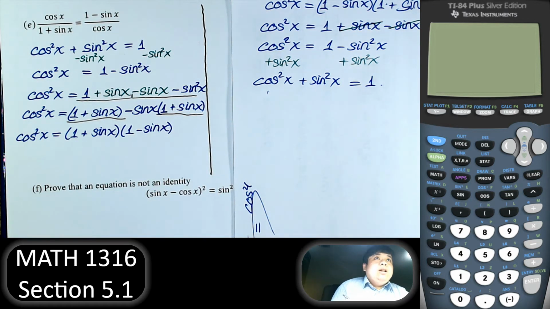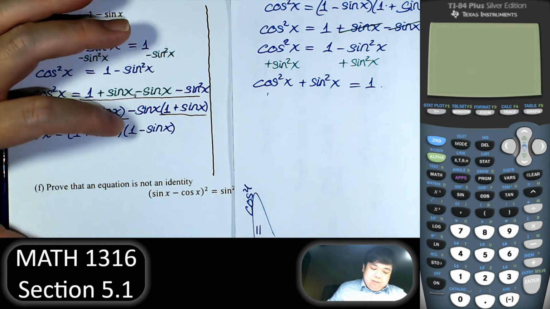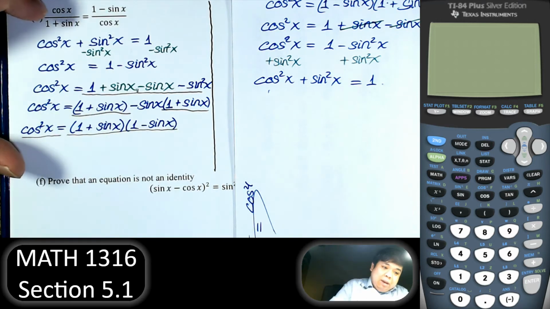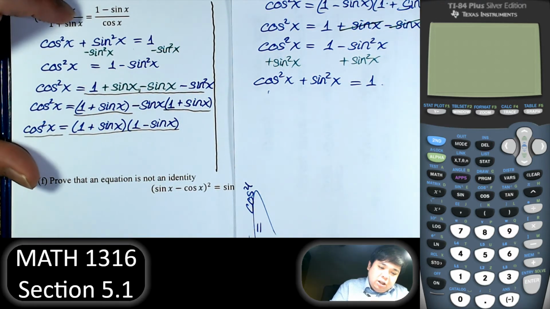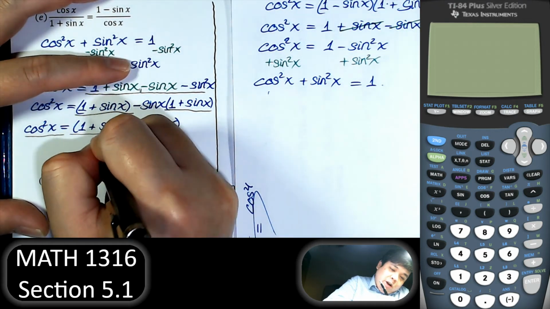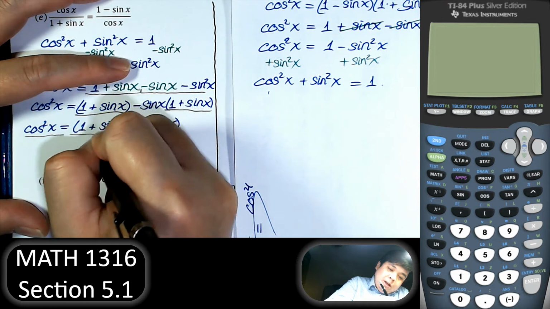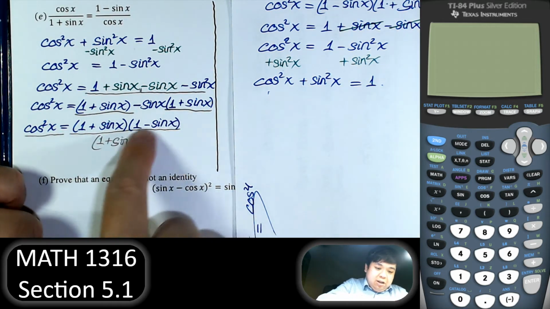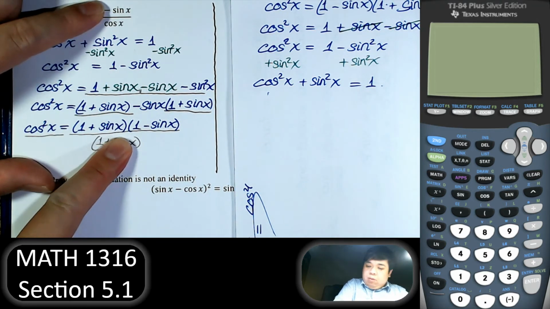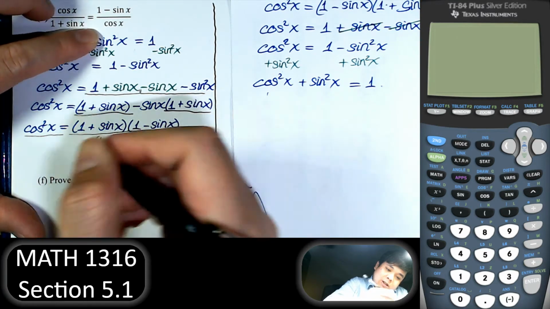And then we will divide both sides by something to get back to this. So to get back to this, we don't have the 1 plus sine, so I will divide 1 plus sine on both sides. If that's simplified, then we have 1 minus sine on the top. We need the cosine at the bottom as well. So we do that.